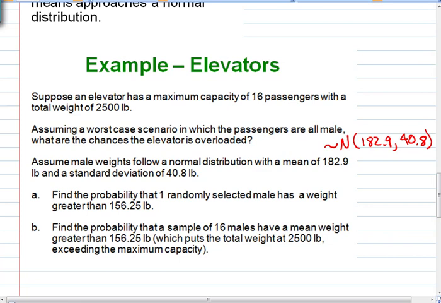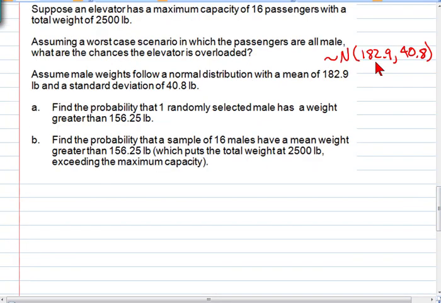So on part A here, it says find the probability that one randomly selected male has a weight greater than 156.25. We expect it to be more than 50%, because the average weight of a male is 182.9 and this is less than that. Question is how much more?